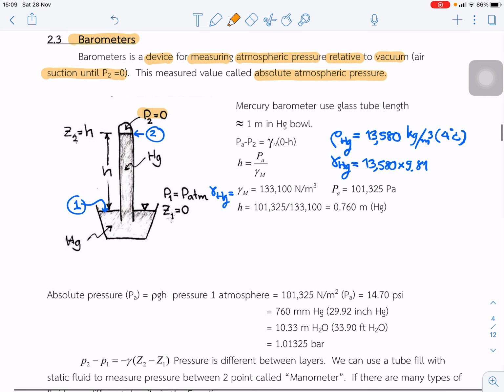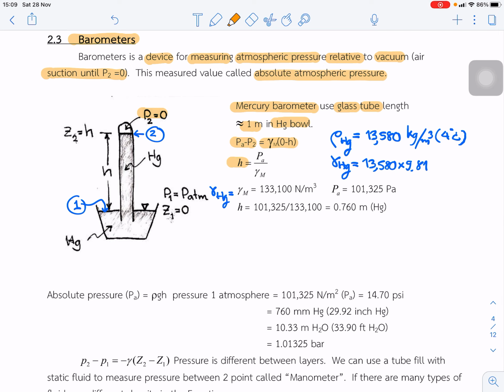Okay. And in this case, we use mercury as the fluid for the mercury barometer. We choose mercury for the fluid, put it in a glass tube, about 1 meter in length, in the Hg bowl. And in this case, the pressure difference between PA and P2 is equal to gamma m times h, and P naught is 0. So it means h is equal to PA divided by gamma m.